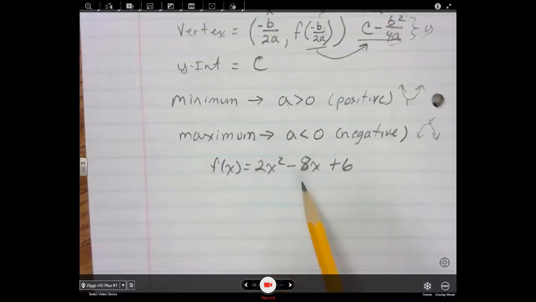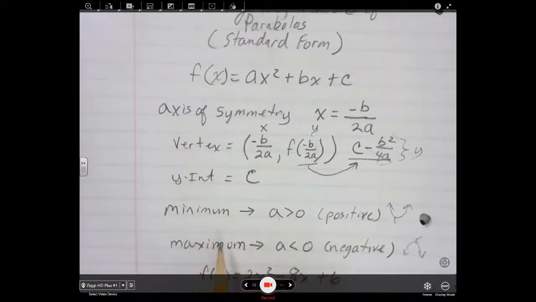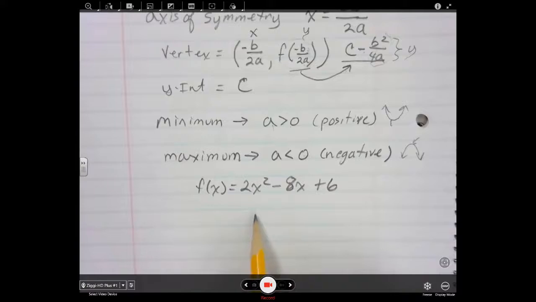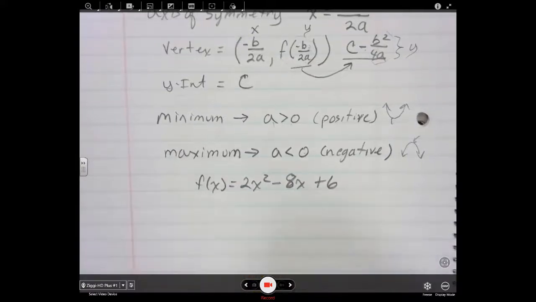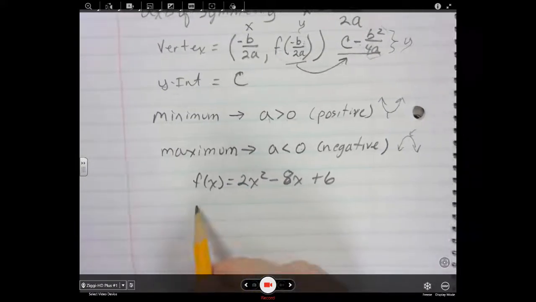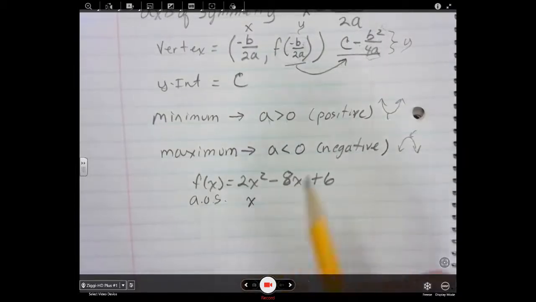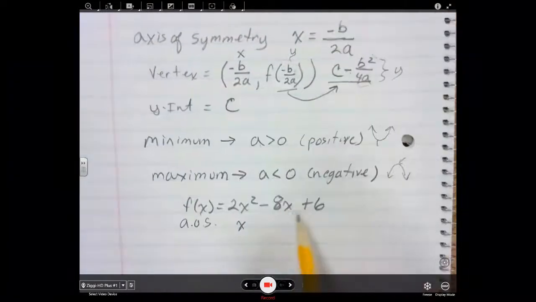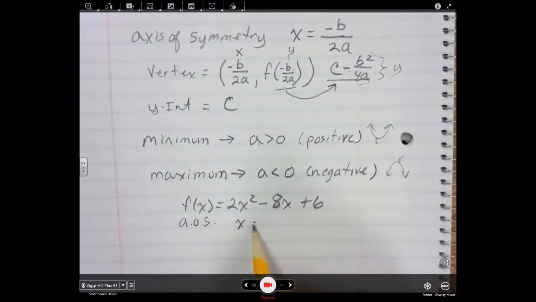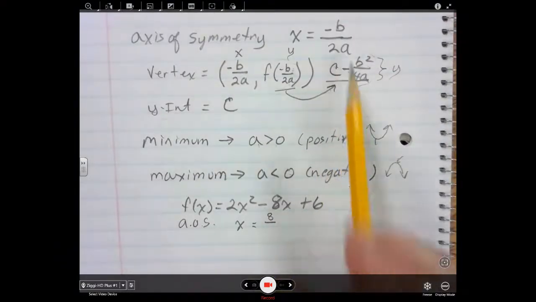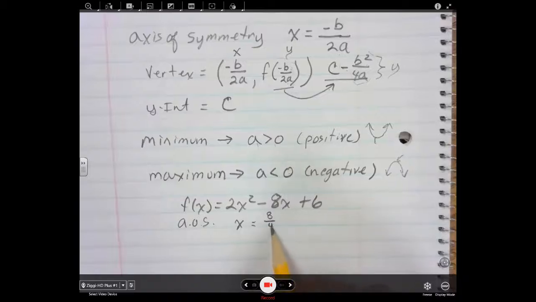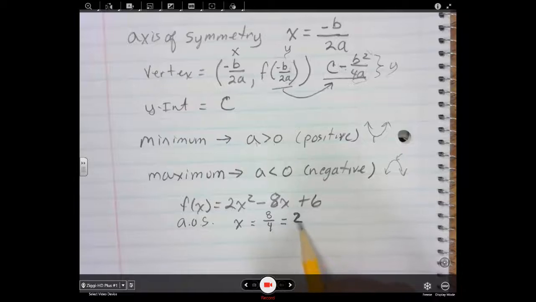So we're going to use this example here. We're going to find these key features. We're also going to determine the domain and range of this, but we'll do that on a graph. And the first thing we're going to find is the axis of symmetry. And that's going to equal, as it says up here, the opposite of b. So b is negative 8, so the opposite of that is going to be positive 8, over 2 times the a value. So a is 2, 2 times 2 is 4. So my axis of symmetry is going to give us 2. So my line of reflection is going to be x equals 2.